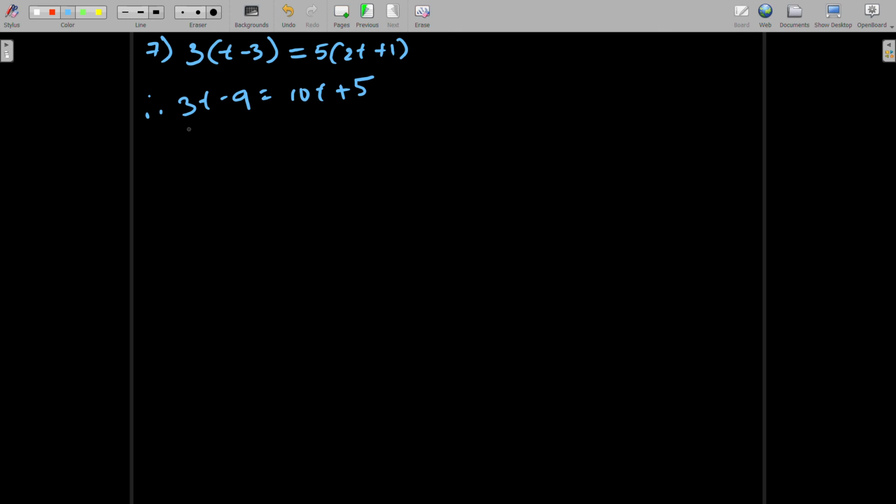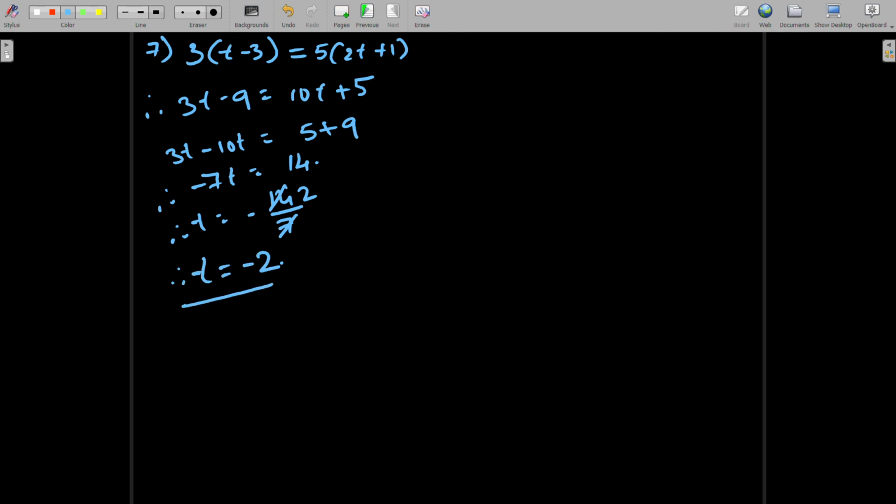Now arrange the terms. What we will have, when 10t comes on this side, it will be 3t minus 10t is equal to 5. 9 when it goes on this side, it becomes plus. Therefore this is minus 7t is equal to 14. Therefore t is equal to minus, because when I take minus on this side, it will be minus 7 on this side, it will be minus 14 by 7. 7 ones are 7, 7 twos are 14. Therefore what we are getting, t is equal to minus 2, right? So this is how we need to solve the example.